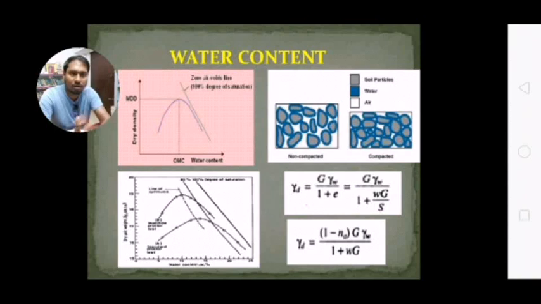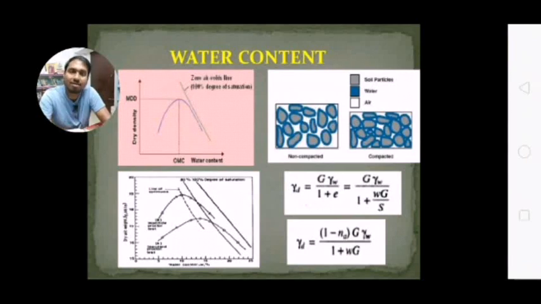Now we can also observe from the right-hand side top figure that if we add water to dry soil, it becomes closely packed and the density of the soil increases. Now from the equation for gamma d, that is the dry density, we need to find the dry density corresponding to different water contents while we perform the test.